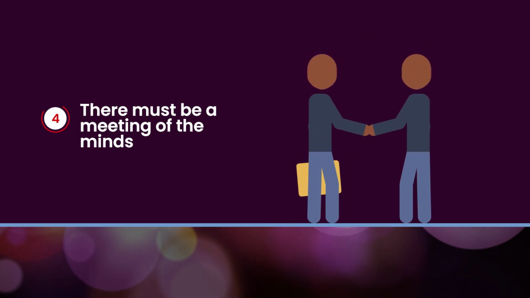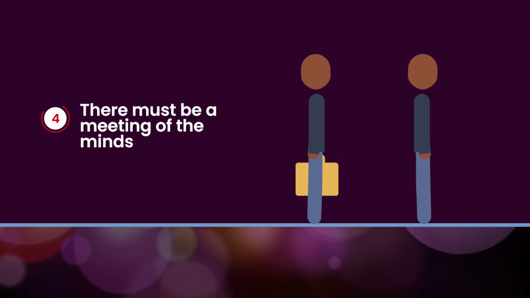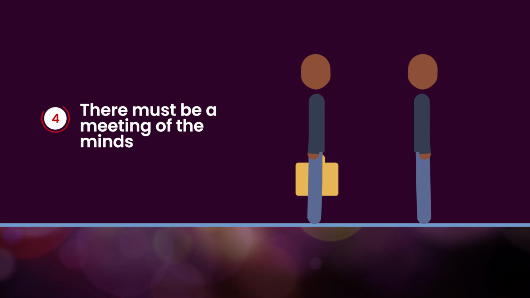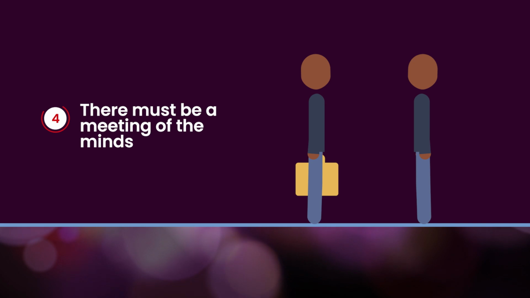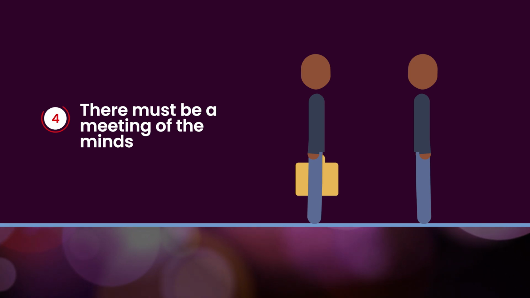The fourth element of a contract is that there must be a meeting of the minds. The parties must be clear on what they are dealing with. So if there is a mistake, if one party means one thing and the other party means another thing, then there is no meeting of the minds, and potentially that contract lacks the meeting of the minds. Therefore, it is not a valid contract, or may be voidable, depending on the circumstances.